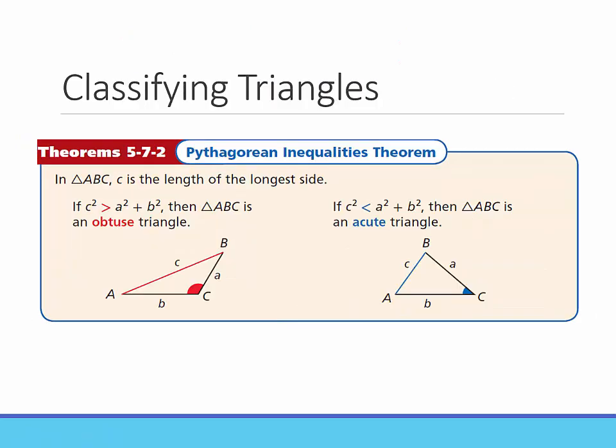So classifying triangles. Now, you can have other triangles besides a right triangle. You can have an obtuse triangle or an acute triangle. And one way to figure this out is by using something called the Pythagorean inequalities theorem. In this theorem, it says that if c squared is a number greater than a squared plus b squared, then you have an obtuse triangle. So if this is bigger than these two added together, that means this angle has to be large. The other way around, if c squared is smaller than these added together here, that means you have a nice tiny little angle there, and it's an acute triangle.